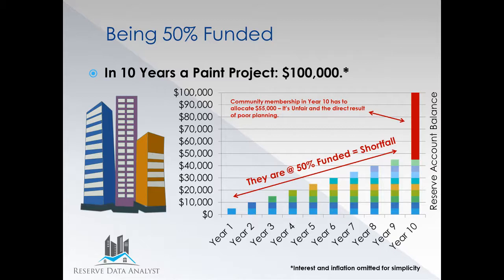It's important to note that in year 1 through year 9 they had no negative consequences for having a shortfall in the reserve account. They were able to underfund the reserve account for 90% of the life of this component with essentially zero repercussions. It's only in year 10 when they realize, or perhaps they realized before, but it's when it comes to fruition, the actual cost and the lack of the funds to pay for that project expense.